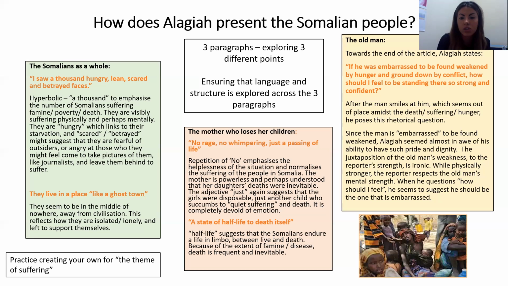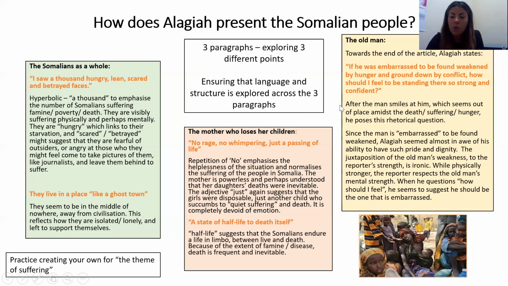This quotation here, "quiet suffering," is a line that's used also in the extract. So again, that links to them being away from civilization. Yes, they might make the headlines every now and again, but other than that, it is quiet suffering away from the majority of people. It states as well that those girls were in a state of half-life to death itself. So "half-life" here suggests that the Somalians endure a life in limbo, not quite alive and not quite dead. Because of the extent of their famine and disease, they're in this limbo where death is very frequent, but also inevitable.